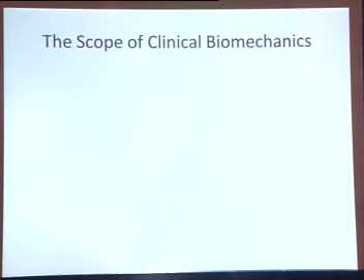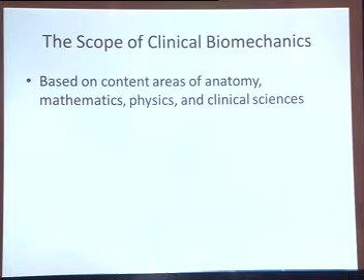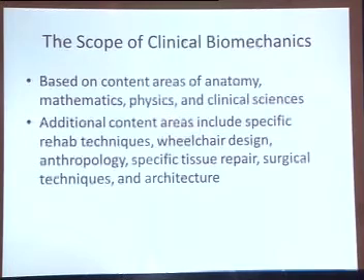The scope of clinical biomechanics is based on content areas of anatomy, mathematics, physics and clinical science. Really in orthopedics, first of all the anatomy, then comes the physics and mathematics. The conglomeration will lead to very, very interesting biomechanical studies. Additional content areas include specific rehabilitation techniques, wheelchair designing, anthropology, specific tissue repair, surgical techniques and architecture.